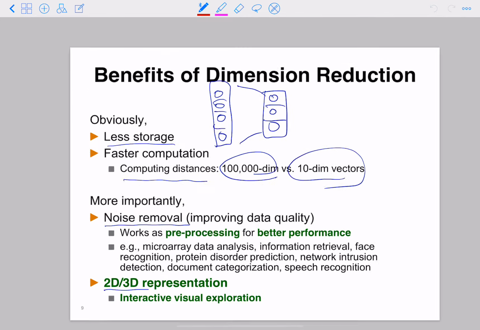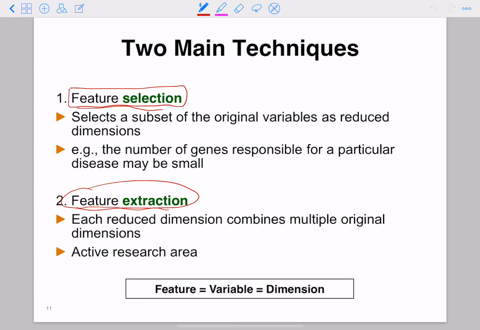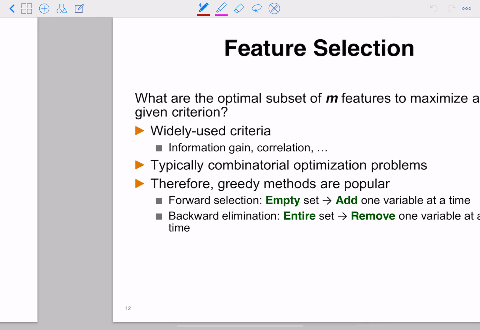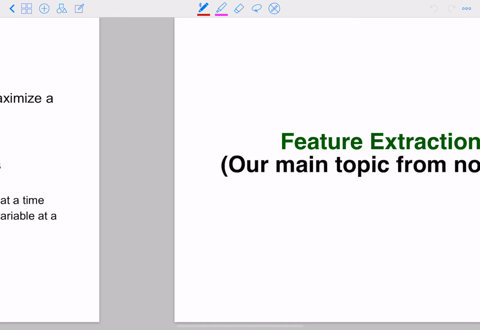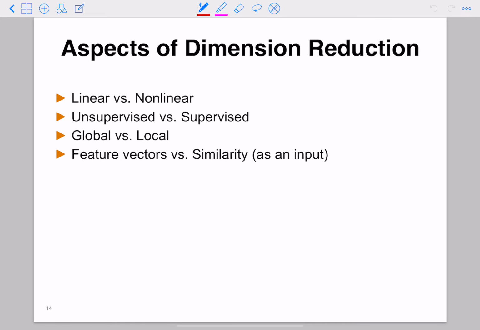So this feature extraction involves in general multiple original dimensions or coordinates to form each reduced dimension. In general, most of the dimension reduction methods fall into this category. And we discussed this feature selection, so now let's move to feature extraction.